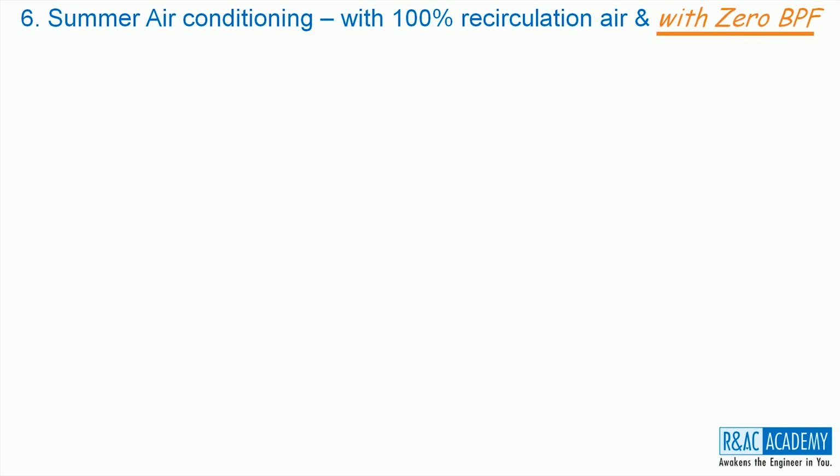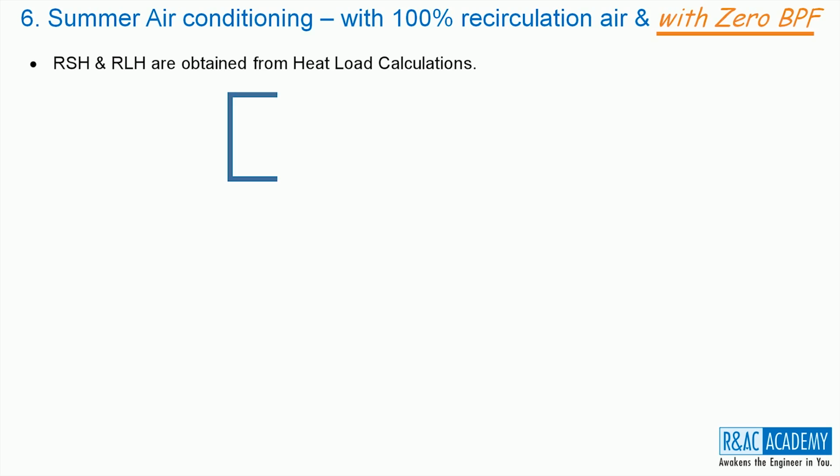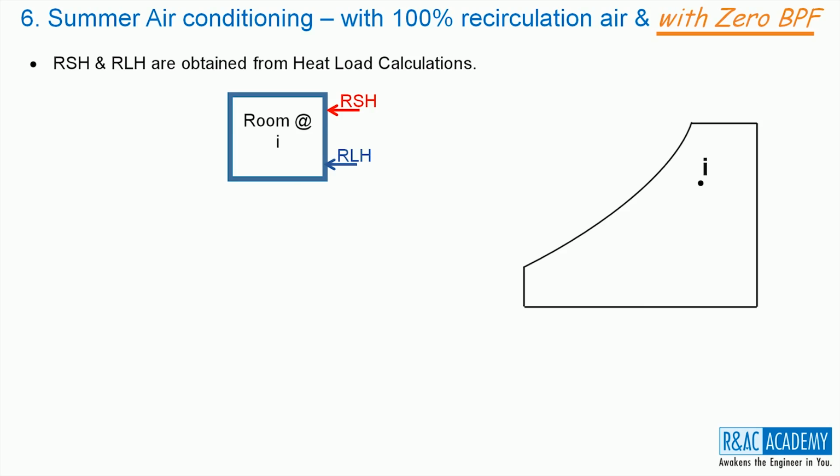We all know that for summer, the moist air must be cooled and dehumidified. By the time we reach this stage in air conditioning system design, we must have completed the heat load calculations. Hence, we have the RSH and RLH values available with us. You have a room that is required to be maintained at state I against the heat gains, namely RSH and RLH by the room. Let us plot the state point I on the psychrometric chart.